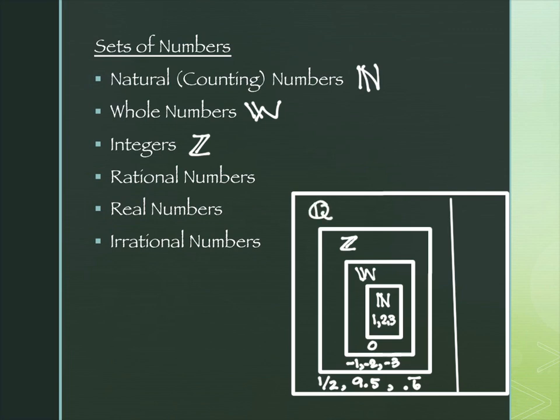The Q is because of the word quotient. Quotient means division, right? Find the quotient. You're dividing something. And a ratio is a fraction or a division. So that's where that Q is coming from.